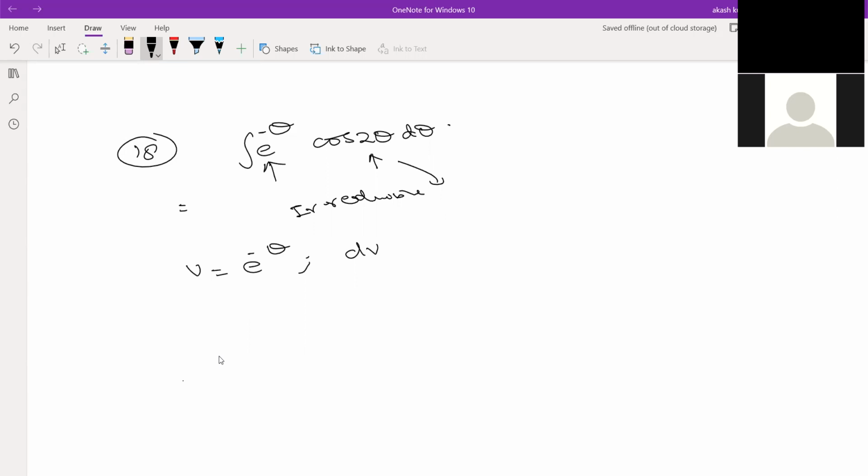I think I got this one because we already solved one similar to this, e to the x and then sine x. It will be the same way. But here I have cos 2 theta. Yes, we have solved the similar question in the example. Okay, then let's move on. Sorry about that. It's okay.